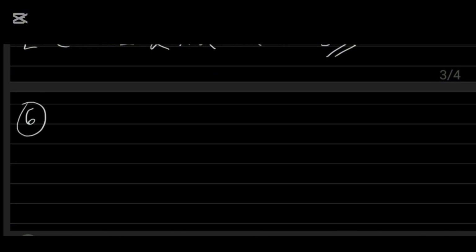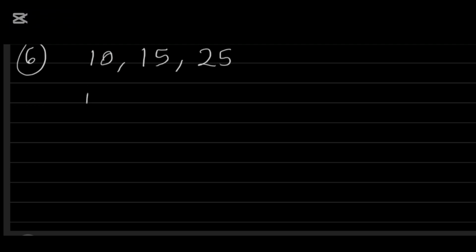Let's say example 6. We want to find the LCM of 10, 15 and 25. LCM of 10, 15 and 25. Okay, first of all we take 10. We now say this 10, what is it in terms of prime numbers? Remember it is 2 times 5.